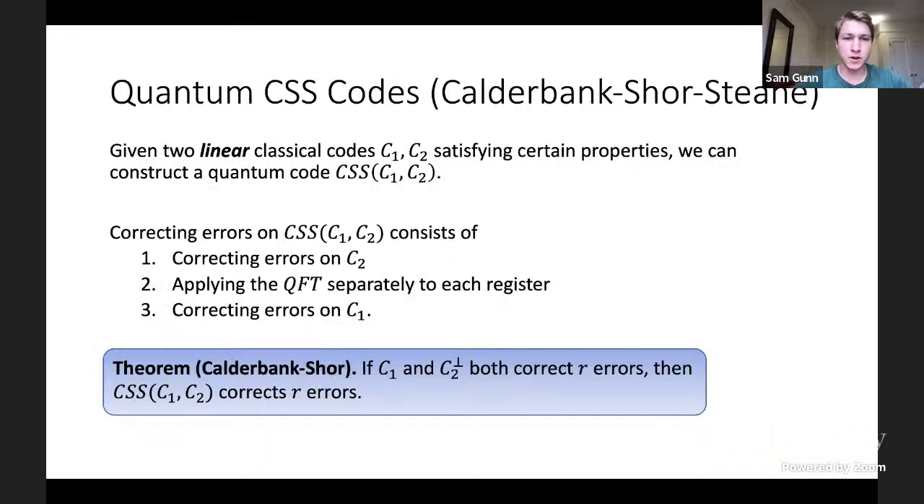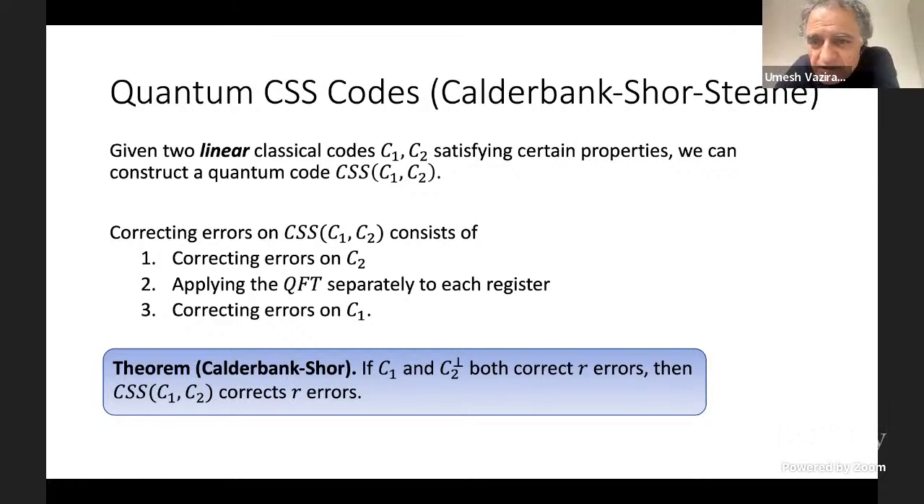Okay, so in order to do that, we're going to heavily rely on this sort of classical old construction of quantum error correcting codes called CSS codes, after Calderbank-Shor-Steane. So what these do is, given two linear classical codes, C1 and C2, which are going to have to satisfy some certain properties related to each other that we don't need to get into.